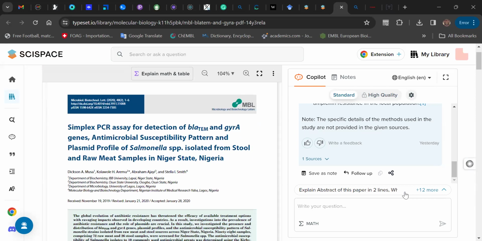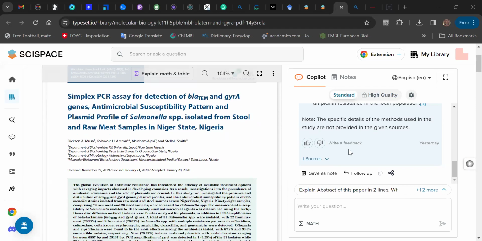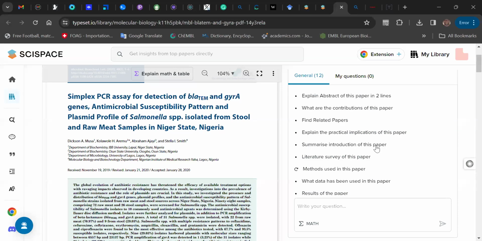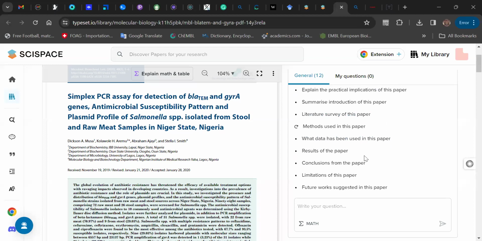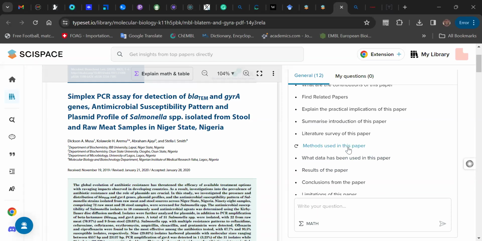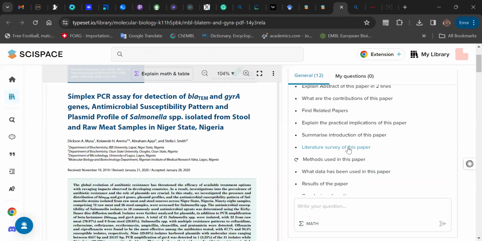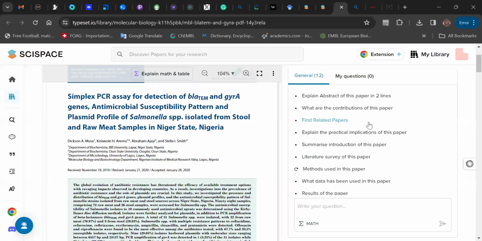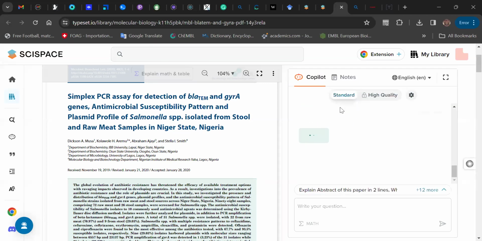For instance, here, if I want to know something, there are some questions that are already here. I can pick any one of them. If I say, what are the contributions of this paper, for instance?